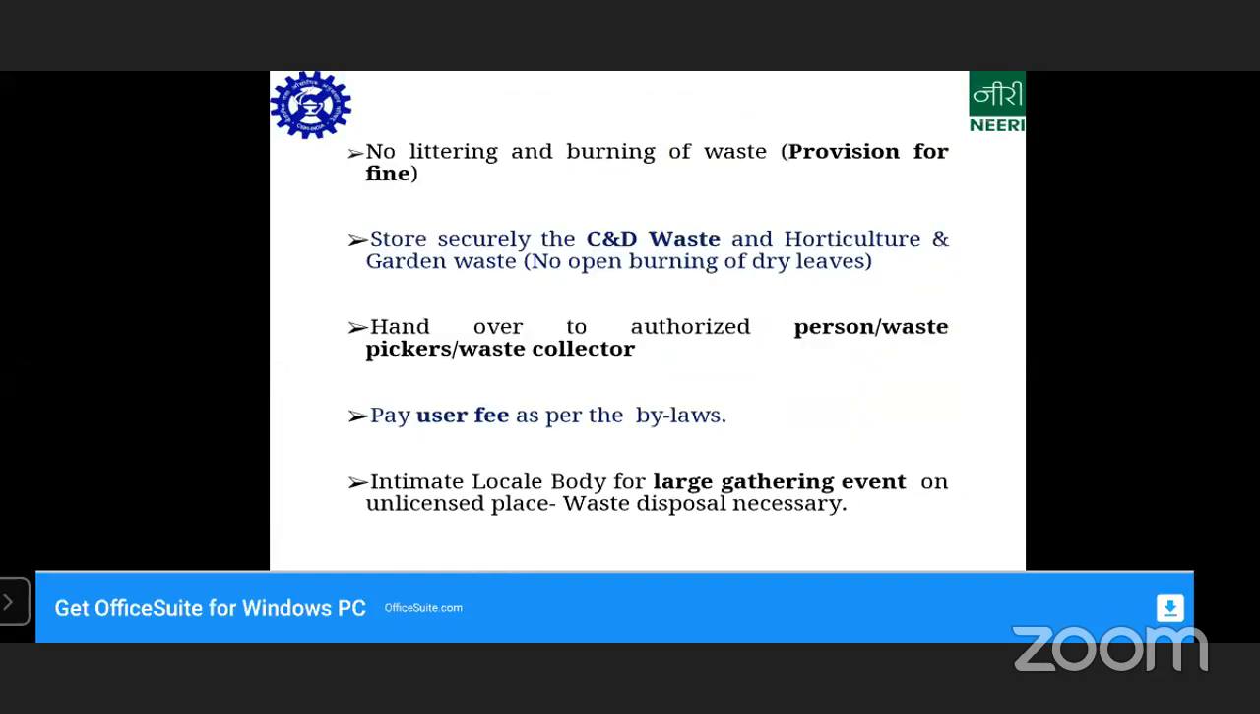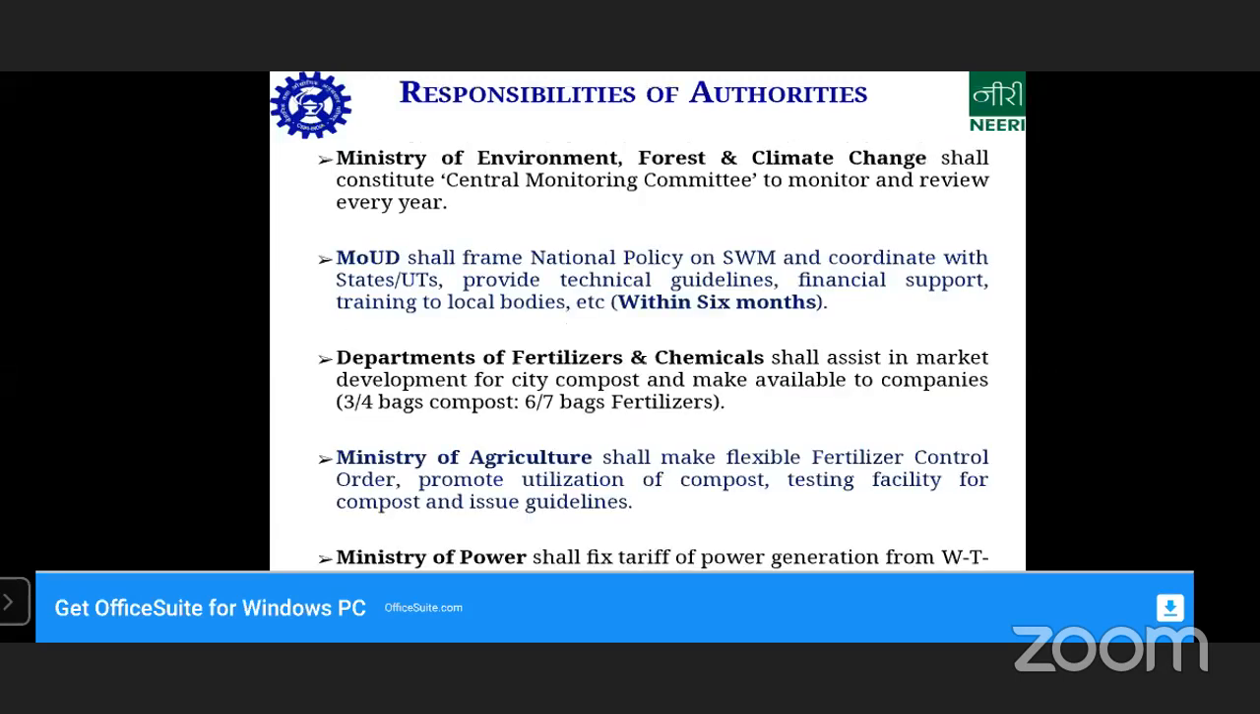There are also other rules, such as there shouldn't be littering or burning of waste. Construction and demolition waste should be kept separate, with a separate user fee as per the bylaws. Also, the local body can charge according to large gathering events. Different authorities now come into the picture, like the Ministry of Environment, Forest and Climate Change. They have a role in this. They have to constitute a central committee to monitor and review this every year.